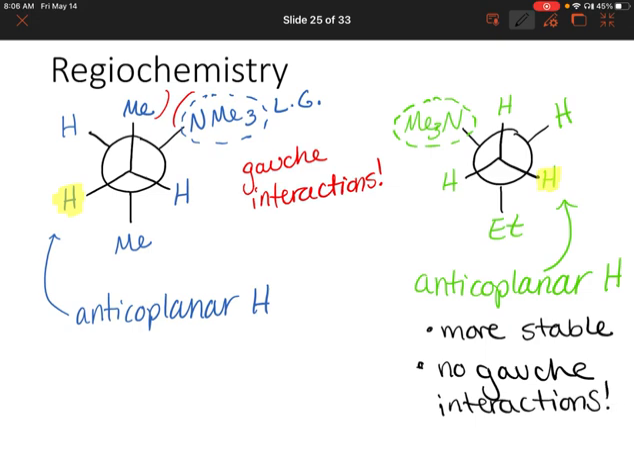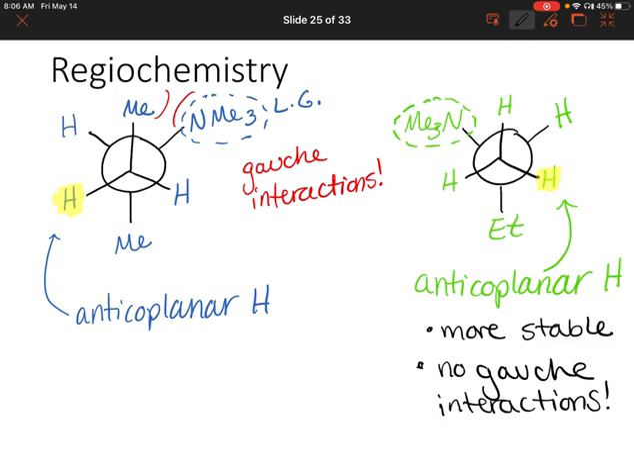So this is why we form the Hoffman elimination product, because when we draw these Newman projections, we can see that taking a hydrogen from the less substituted carbon is the more favorable scenario energetically. If we try to take a hydrogen from the more substituted carbon, unfortunately, there are really unstable interactions going on, and it would just be really difficult. So the barrier there is just too high.